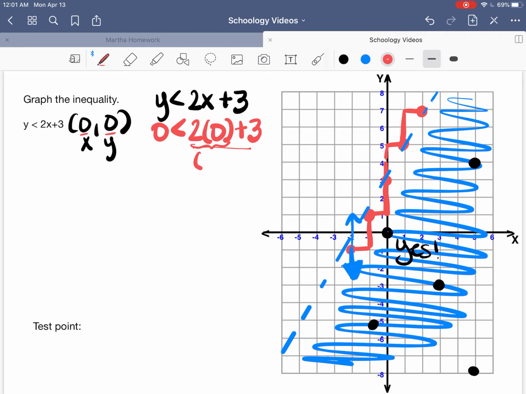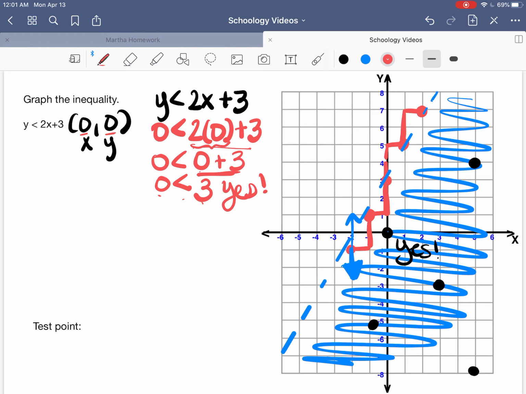2 times 0 is 0. We're going to bring down that 3. We're going to check again. Is 0 less than 0 plus 3, which is 3? So is 0 less than 3? Yes. So that means that it's part of our answer. That is 2 different ways that you guys can check if a test point is part of your answer.